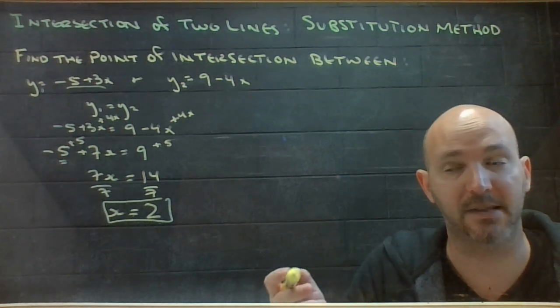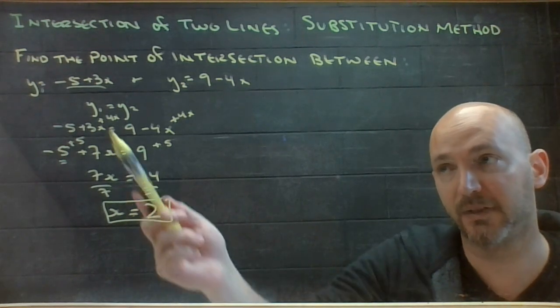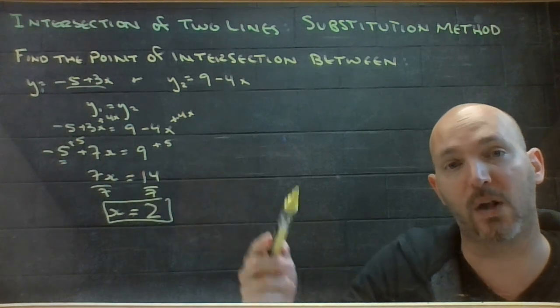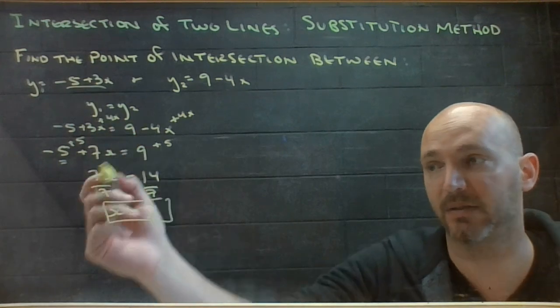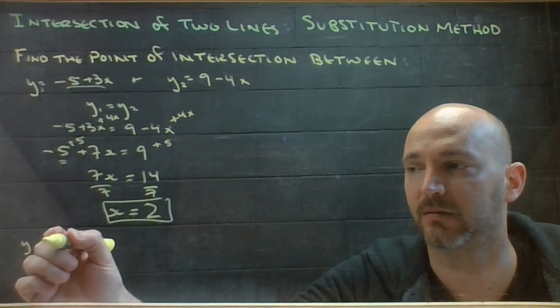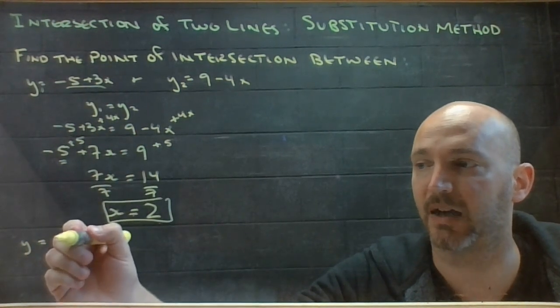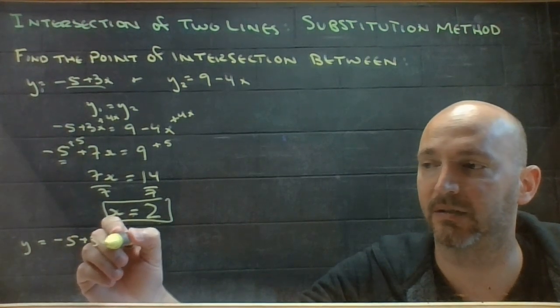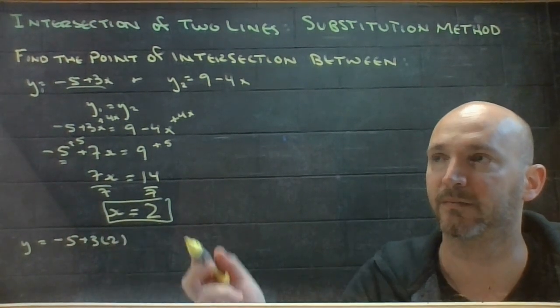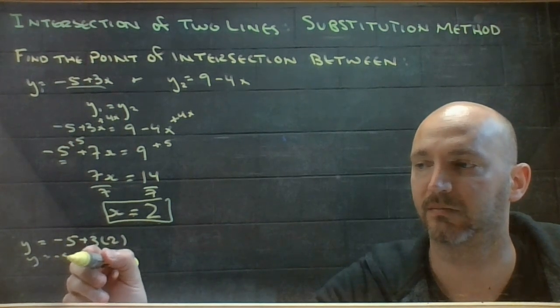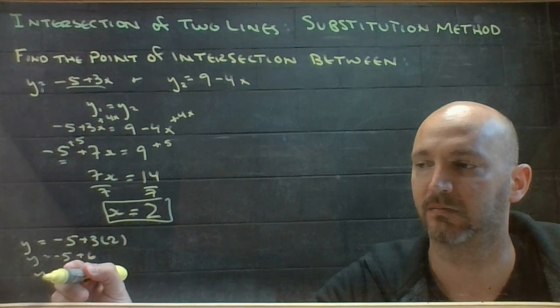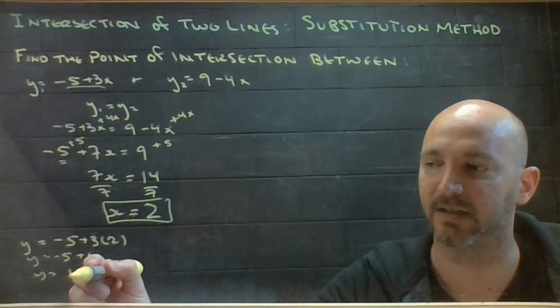Just like in the last example, once I get an x value, I just have to feed it into one or the other of those equations. I'm just going to choose this one. So negative 5 plus 3 times 2. 3 times 2 is 6. And negative 5 plus 6 is 1.